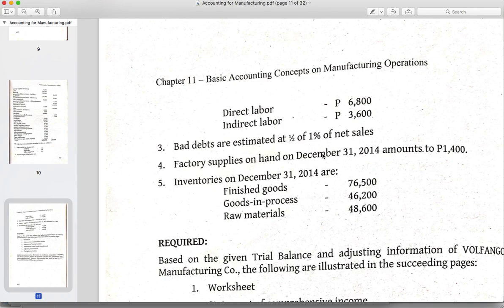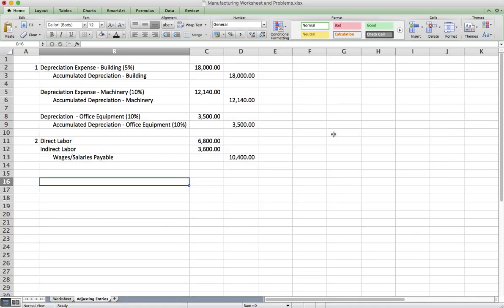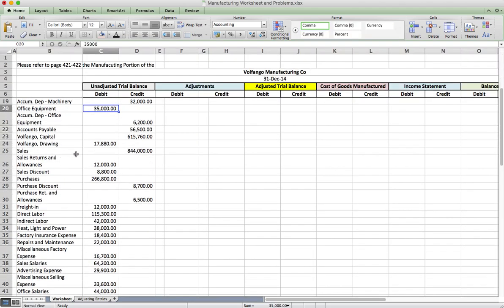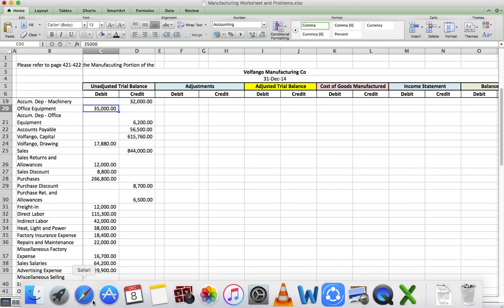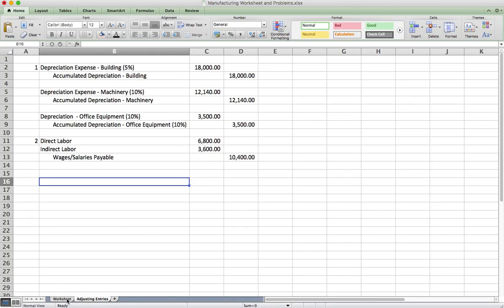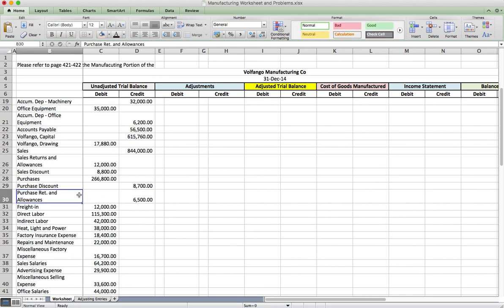Bad debts are estimated at 1/2 of 1% of net sales. Ano ba ang net sales natin? Again, what is net sales? Punta tayo dito muna, worksheet. Puntahan niyo yung sales accounts. Ano yung net sales? Sales less sales returns and allowances and less sales discount.